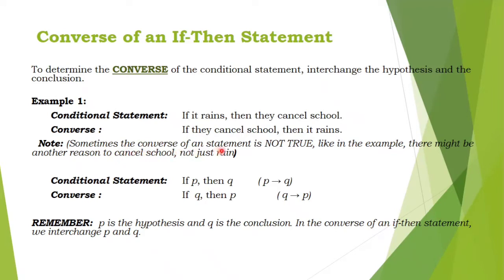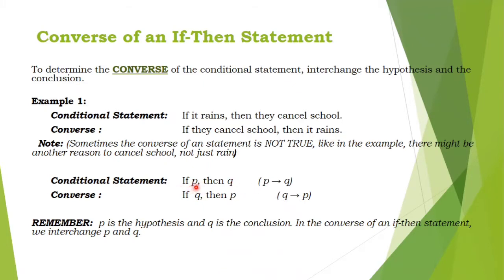Sometimes the converse of a statement is not true. Like in this example, no? There might be another reason to cancel school, not just rain. Diba? Bakit? Porque ba umulan, ka-cancel na yung school? Pwede, pero hindi porket kinancel ang school, umulan. Merong ibang reason, diba?